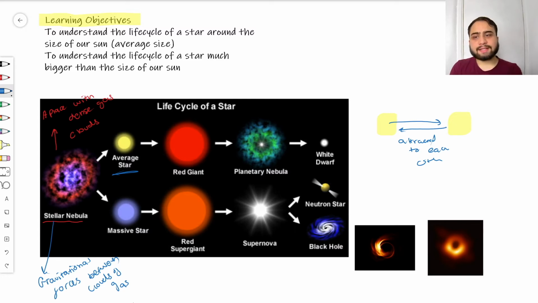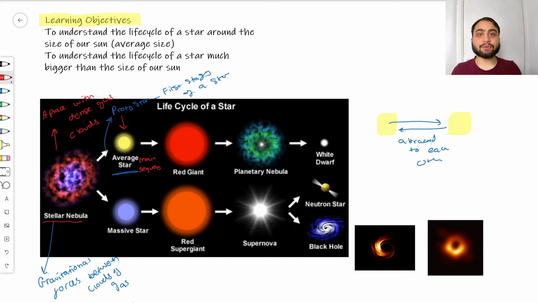But really there's a space here for something called a protostar. Okay, so that's really just the first stages of a star. Okay, so as a clump of gas comes together, they sort of stick together and they form a protostar. Now, after a protostar, they reach another stage called an average star here, but this is really an average main sequence star.